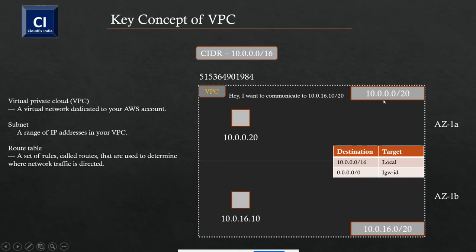It goes to the subnet and says, hey, I want to communicate with 10.0.16.10. So what does the subnet do? The subnet says, I don't know, you need to check this path from the route table. So it reaches your route table, and the route table gives the direction. The route table reads what your IP address is and where you want to go.